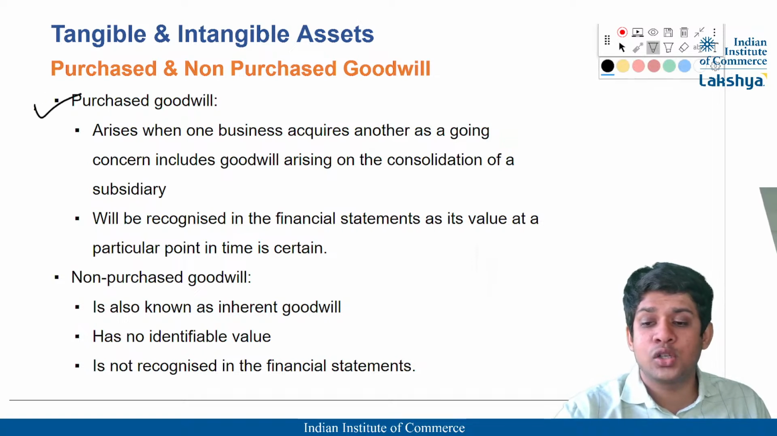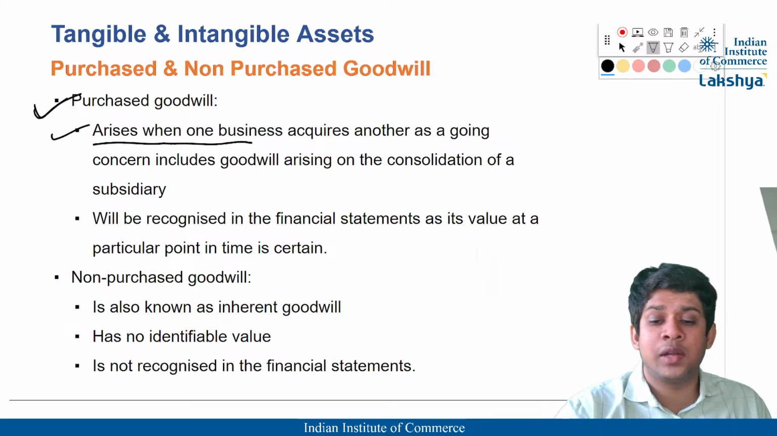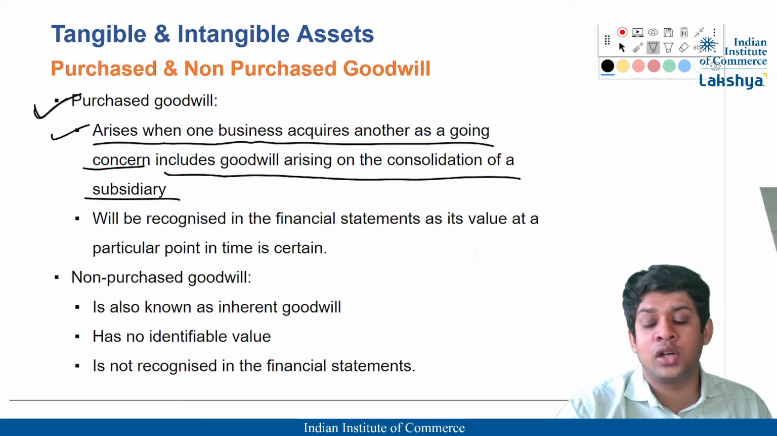So technically, purchase goodwill is going to be recognized within the financial statements. It arises when one business acquires another as a going concern, and includes goodwill arising on a consolidation of a subsidiary. That you will not understand, you don't need to anyway. If in case you've already done consolidation, it is a very simple line, you can just understand it by yourself.